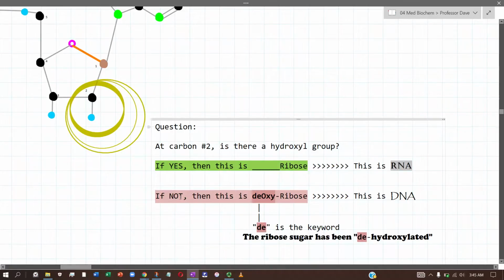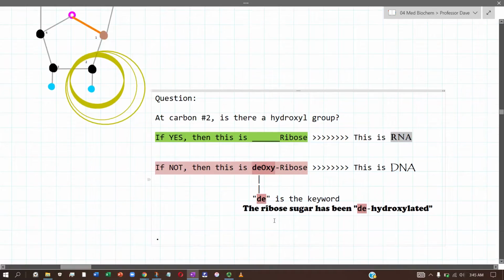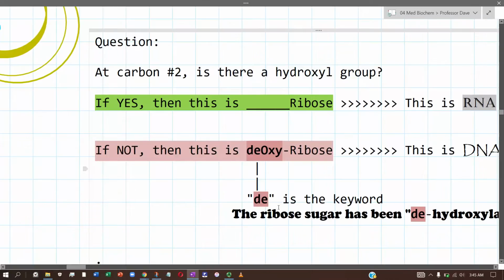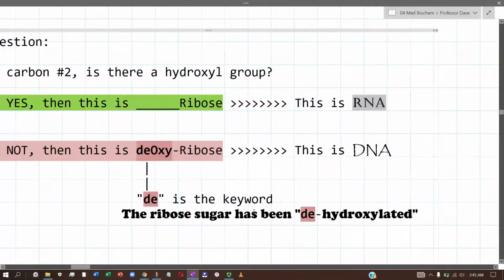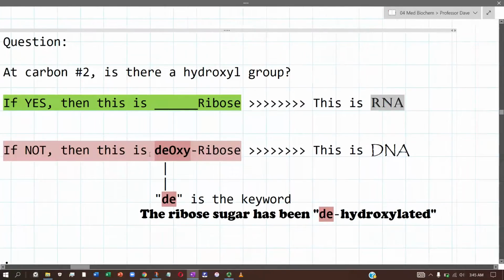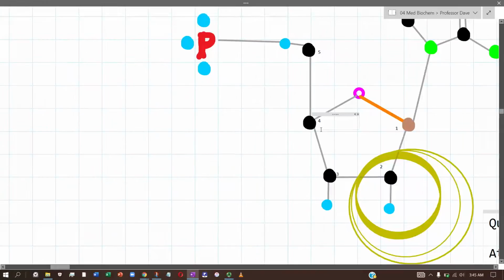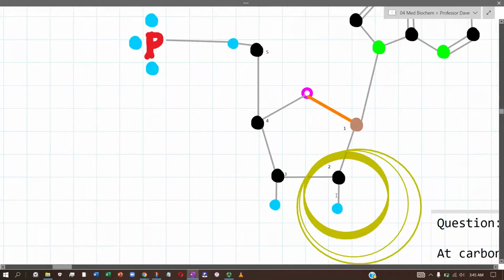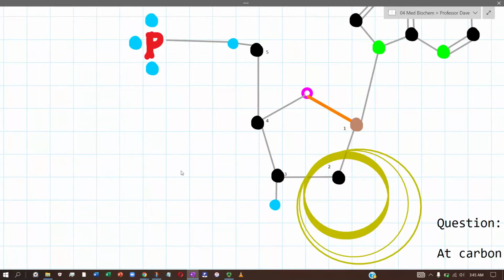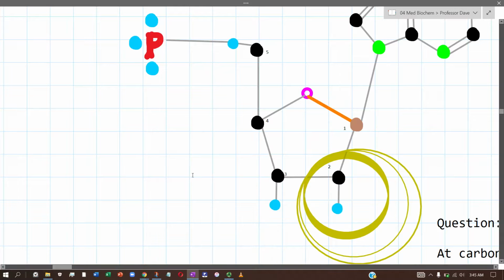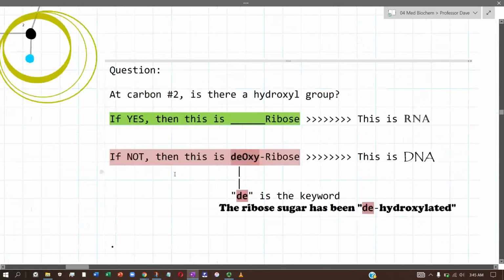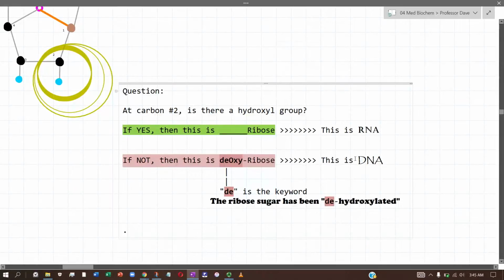If there is a lack of hydroxyl group, then this is deoxyribose, meaning this prefix means that the ribose sugar has been dehydroxylated, hence the name deoxy. So there's only one hydroxyl group here at number 3. Here, this one we would just erase it, and boom, that's how you get deoxyribose, and then that will later create DNA.